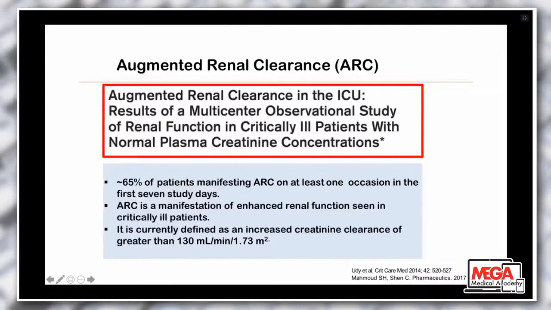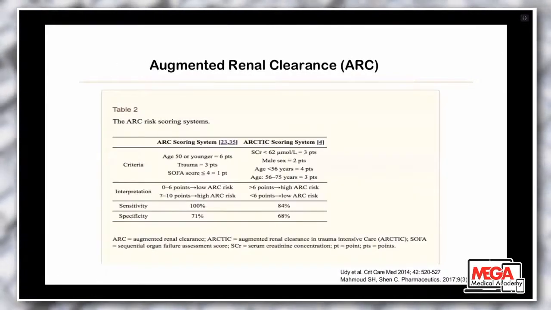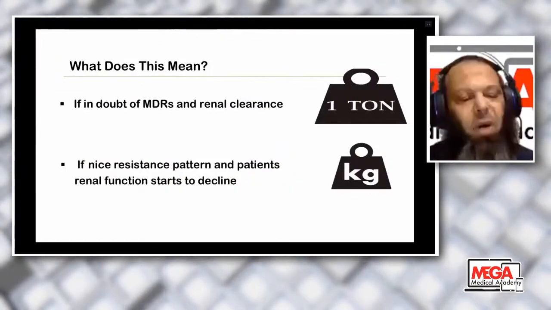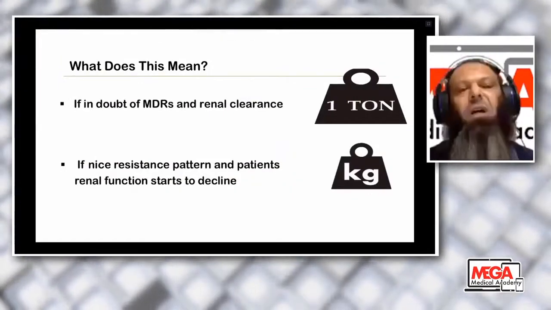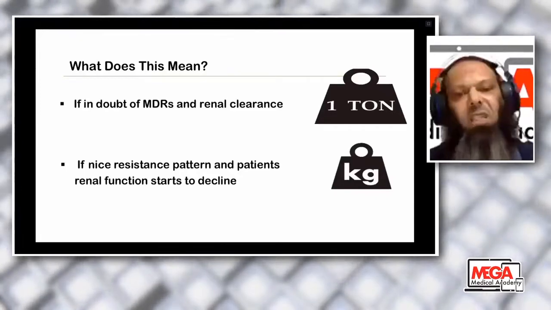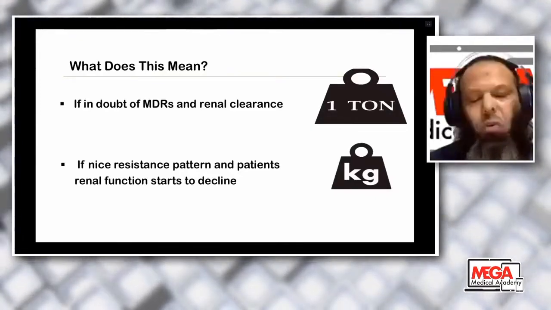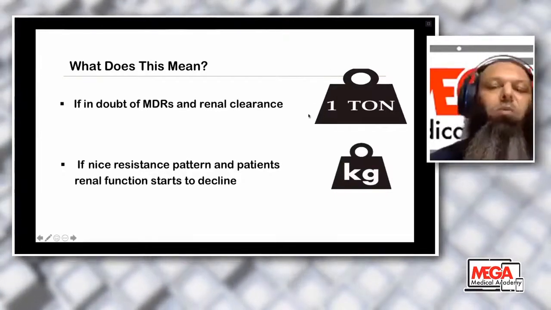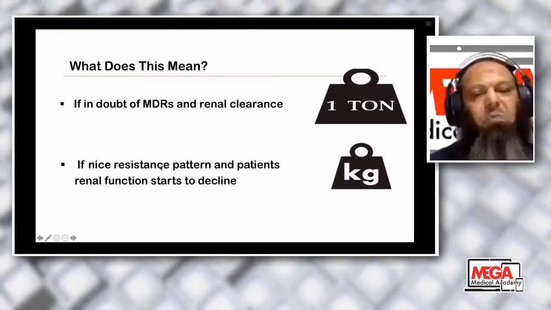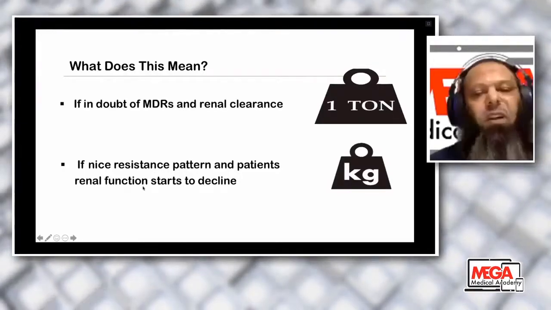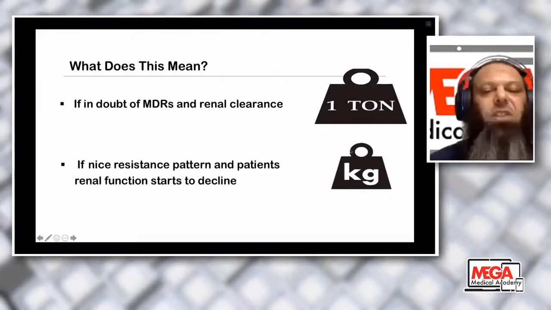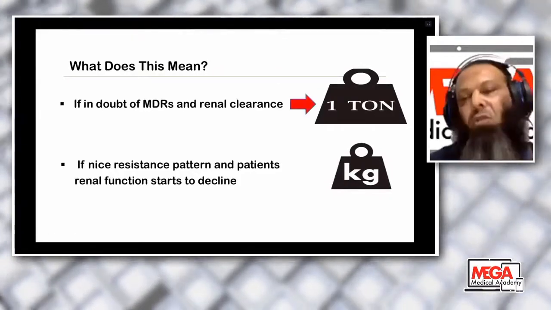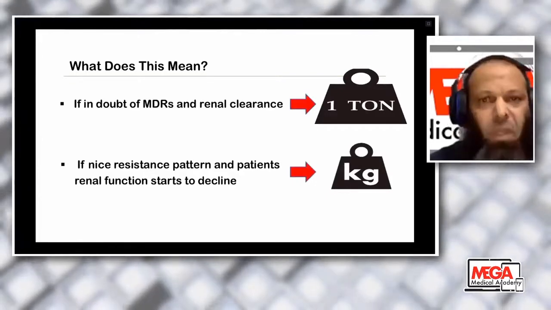I will just skip those slides about, though it's important, the augmented renal clearance. So what does it mean if you are in doubt about MDRO organisms as the most likely cause of the sepsis, and you have a normal or high renal clearance? So here you hit with strength, or you hit broader. If you have a nice resistance pattern on the antibiogram and the patient's renal function starts to decline, you have to de-escalate or narrow your antibiotics.